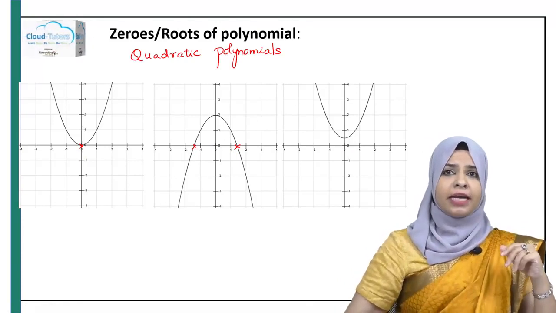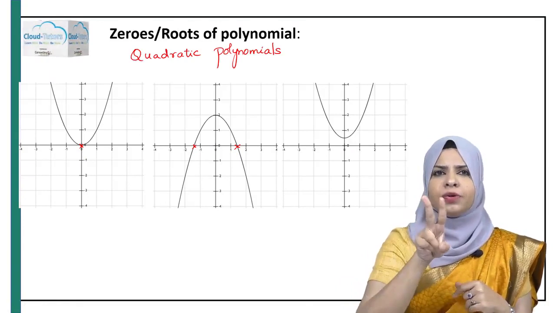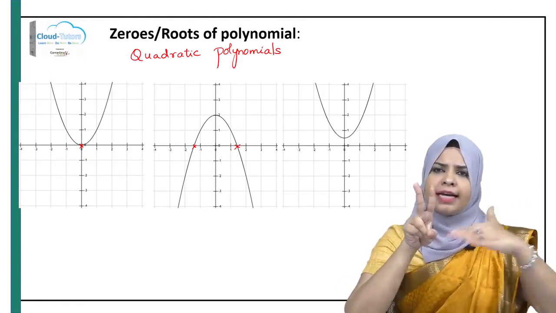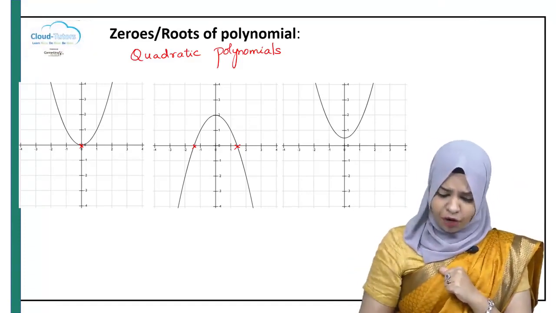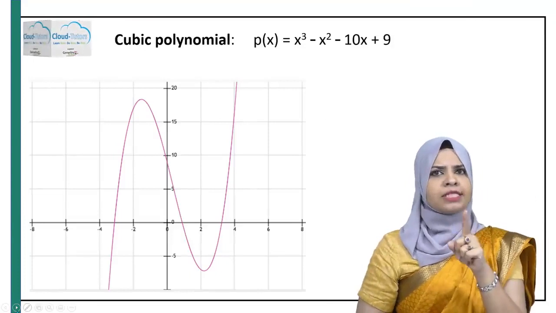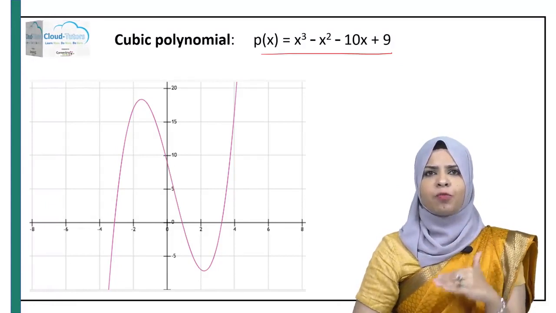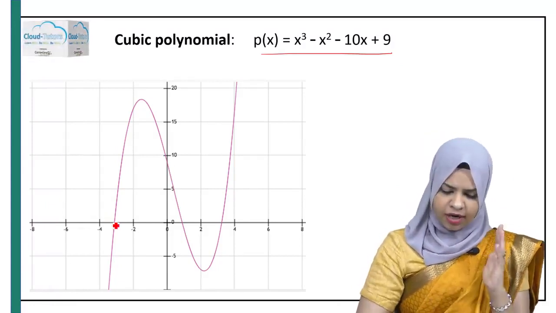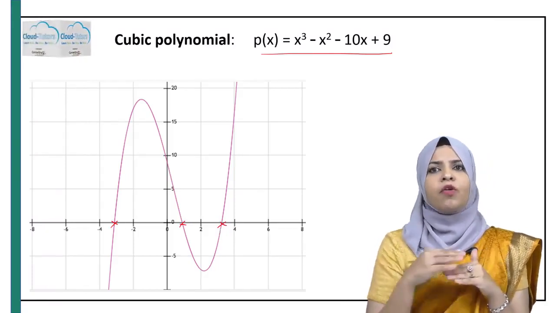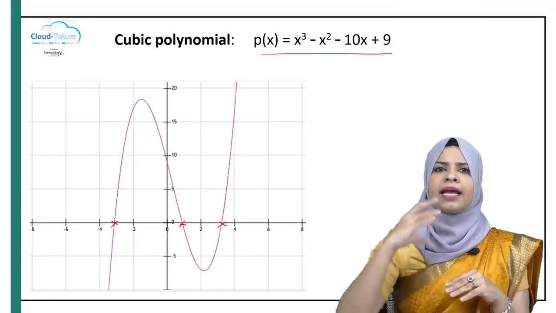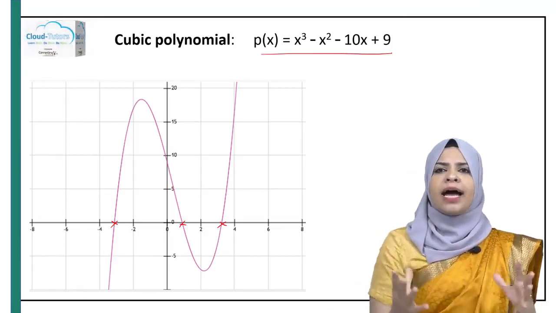There is no contact with the x-axis at all. So what does this mean? So for a quadratic polynomial, at max it can have 2 zeros or less than 2. 2, 1 or nothing. Okay. And for a cubic polynomial, let's see. This is an example of a cubic polynomial, and for the same expression I have plotted this graph. So as you all can observe, it cuts the x-axis at 3 positions. So for a cubic polynomial, it can have 3 zeros max or fewer.